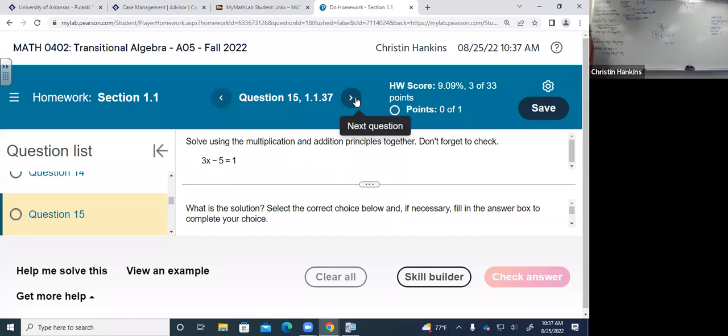Anyone that is lost or confused or have a question? Feel really comfortable? Good.